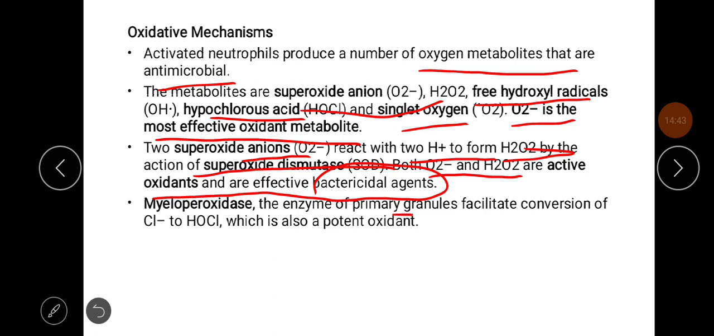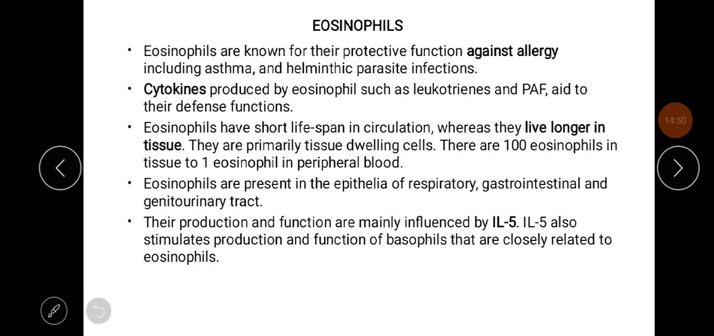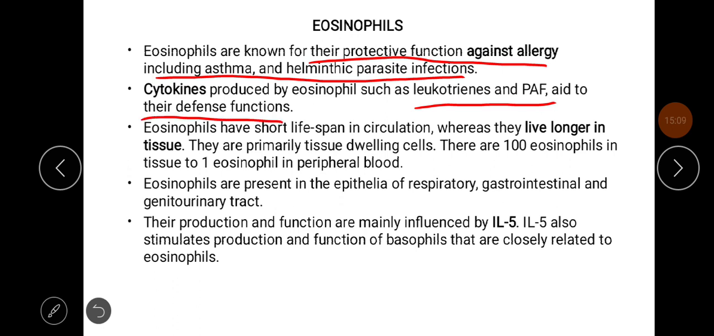Myeloperoxidase enzyme of primary granule facilitates the conversion of chloride to hypochlorite, which is also a potent oxidant. Eosinophils are known for their protective function against allergy, including asthma, helminthic, and parasitic infections. Cytokines produced by eosinophils, such as leukotrienes and PAF, platelet activating factor, aid their defense functions. Eosinophils have a short lifespan in circulation, whereas they live longer in the tissue.